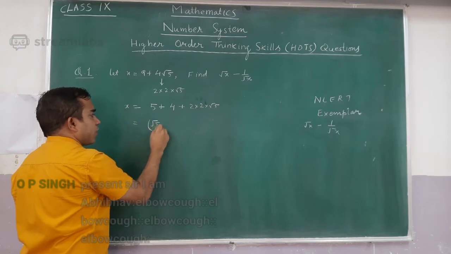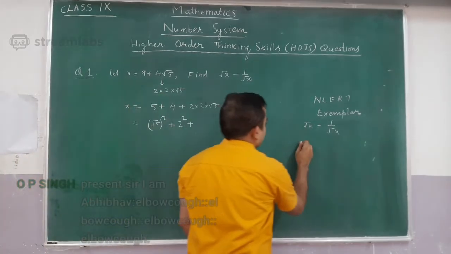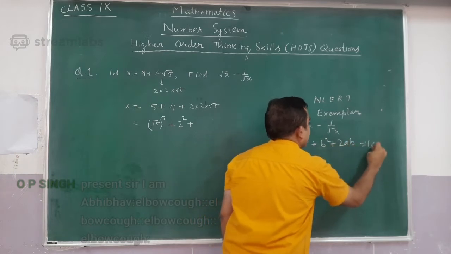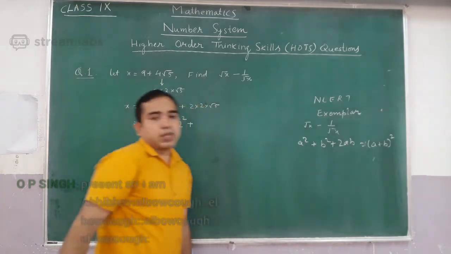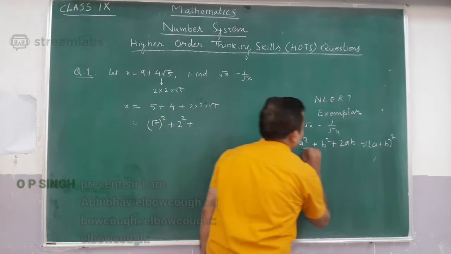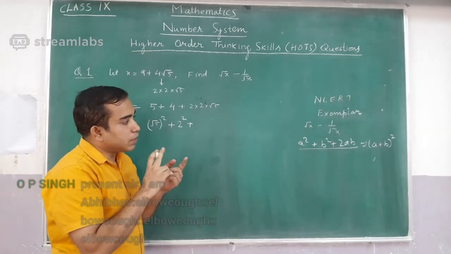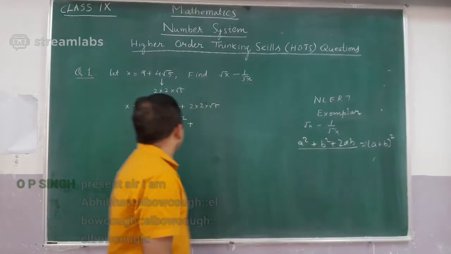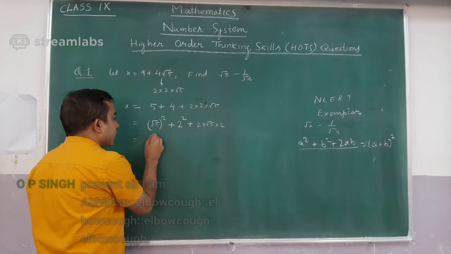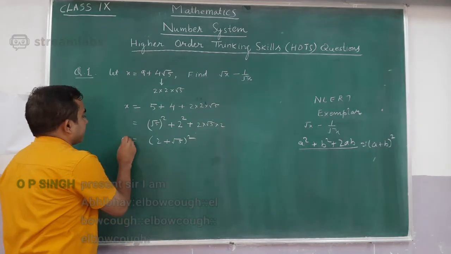This can be written as root 5 square, and 4 can be written as 2 square, right? And do you remember what this value is? a square plus b square plus twice of ab is nothing but a plus b whole square. So if you want to write this expression as a whole square, you should bring it into this form: there should be one a square term, one b square term, and another term containing 2 into a into b. So this is happening here: 2 into root 5 into 2. So this is nothing but 2 plus root 5, or root 5 plus 2, whole square, right?